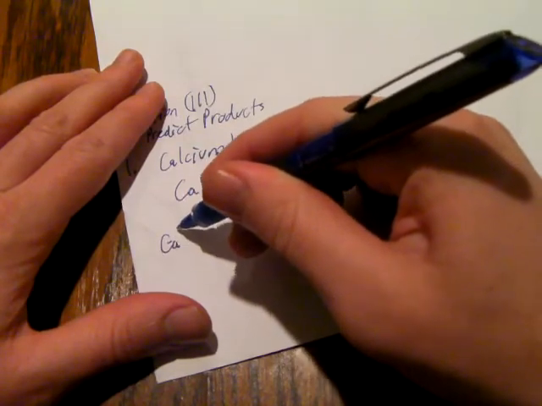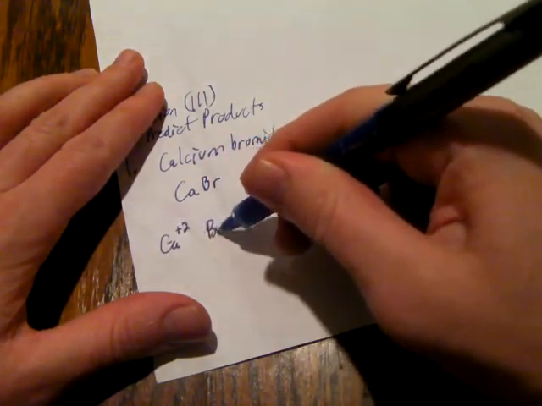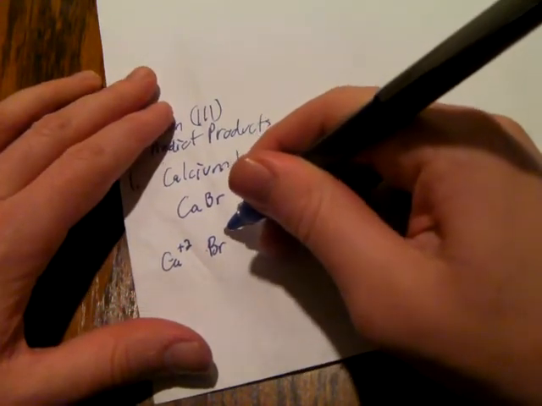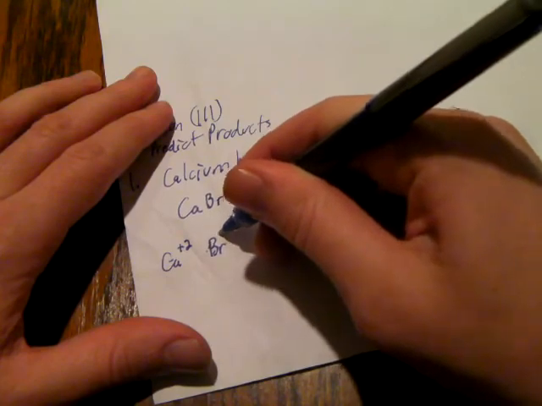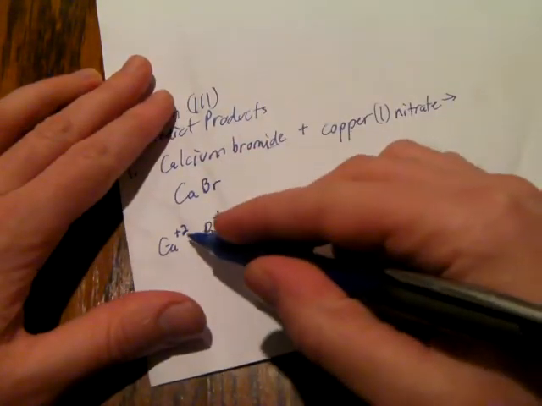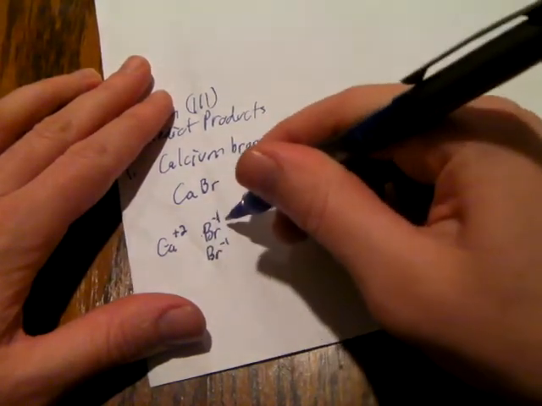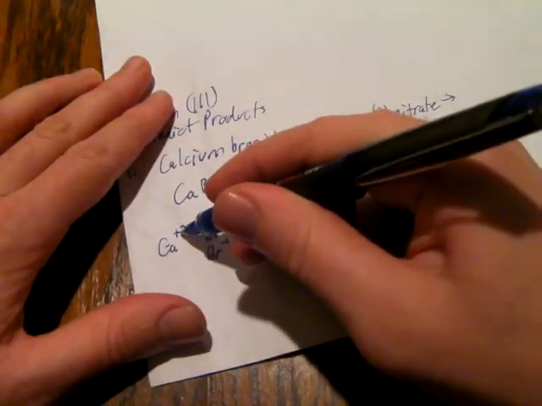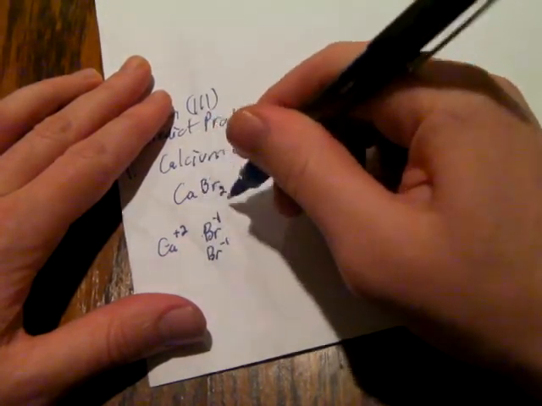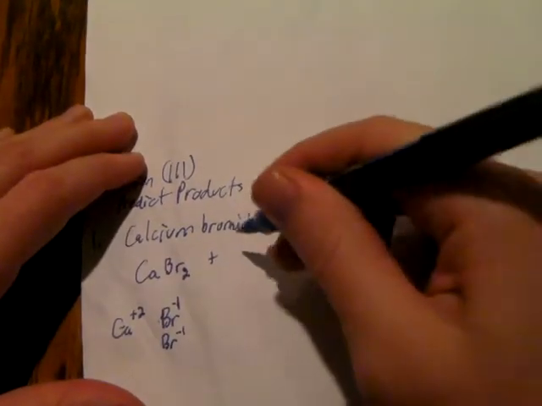But now this is what you have to think. Calcium's in group 2, so it has a 2 positive charge, and bromine's in group 17, so it wants to gain 1 electron, so it's a 1 negative charge, or negative 1 charge. So what do we need more of? Positive 2, negative 1, we need another bromine. So negative 2 plus positive 2 equals 0. So it's CaBr2 plus, what is it, copper 1 nitrate.